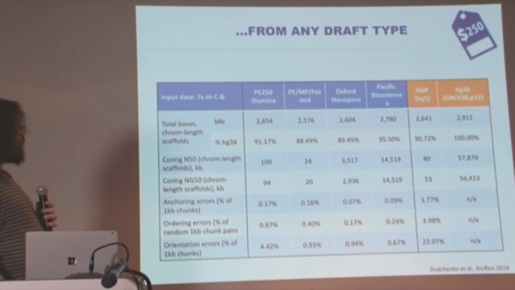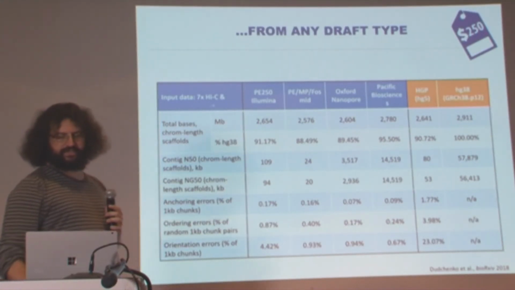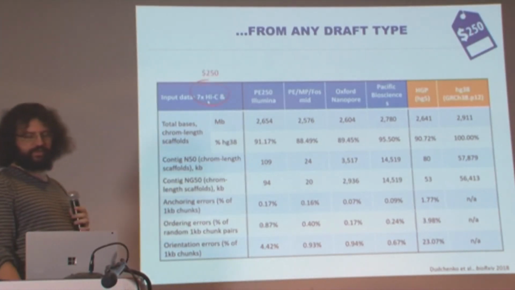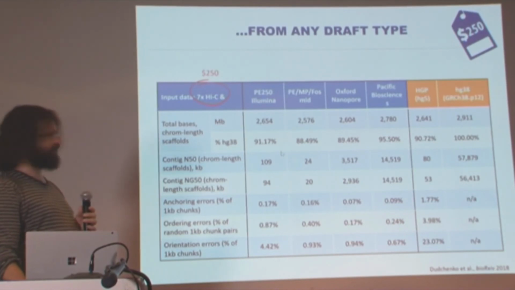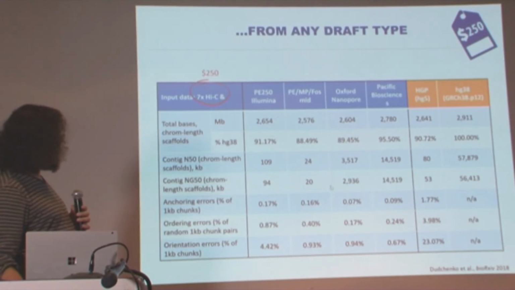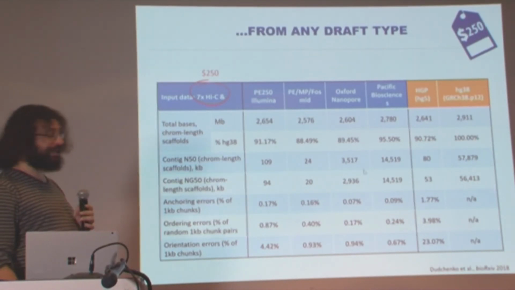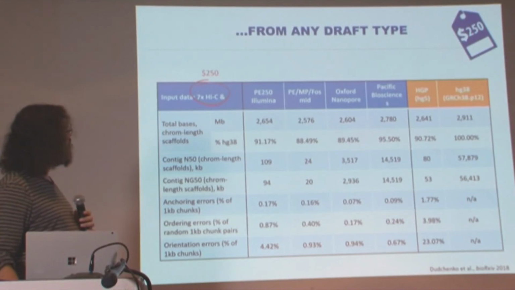And this works pretty much regardless of the draft type. Here I'm showing you 7x Hi-C data, so a couple hundred dollars worth of Hi-C data for a mammal, combined with all kinds of short read, long read, fosmid, and mate pair data, et cetera. Regardless of the data type, you end up with nice chromosome length scaffolds, although the better data types will fill in a bunch of the gaps, and thus your contig N50, the measure of the length of your contigs, will be higher.